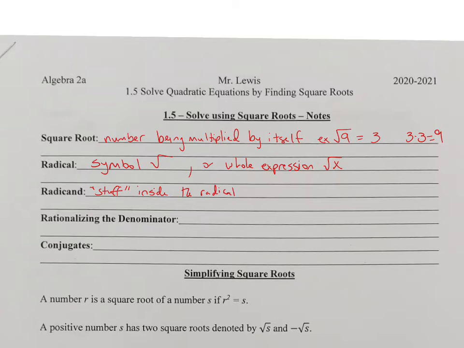Rationalizing the denominator. Rationalizing the denominator means that there cannot be a radical in the bottom of a fraction.